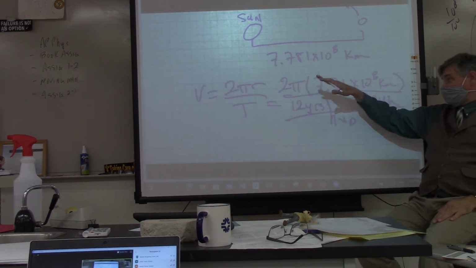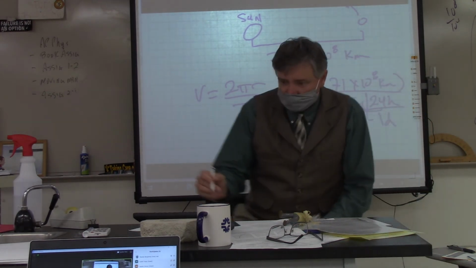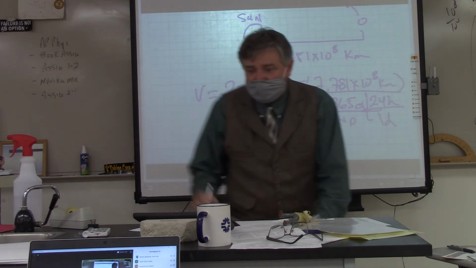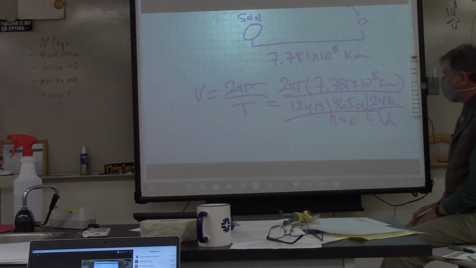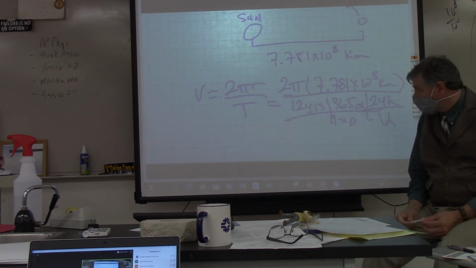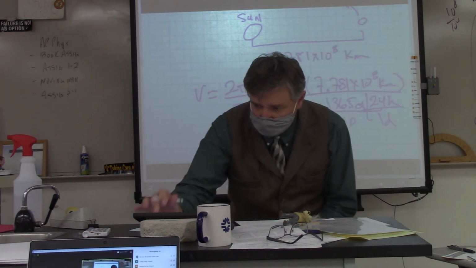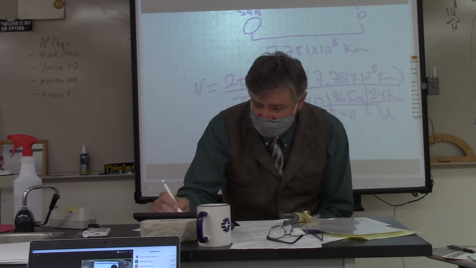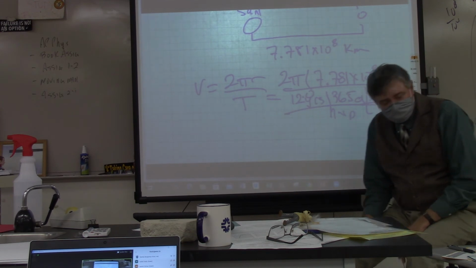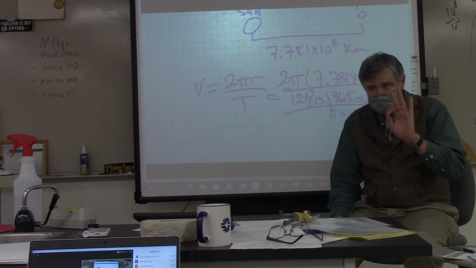So somebody do this calculation. Take 2 pi times 7.781. I'm sorry, I left out the 10 to the 8. And then divide that by 12 times 365 times 24. Technically this is 12.0 years, so that's the smallest number of significant digits. Here's what I want: an answer in scientific notation to 3 significant digits.